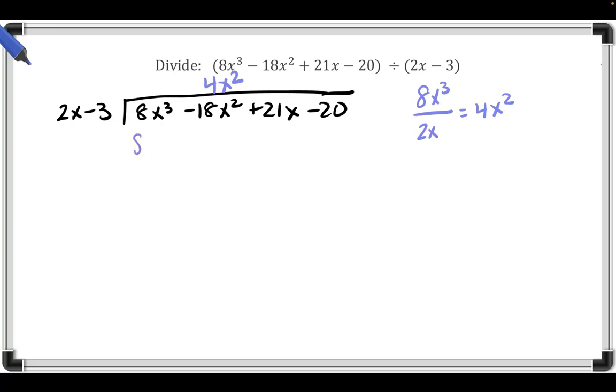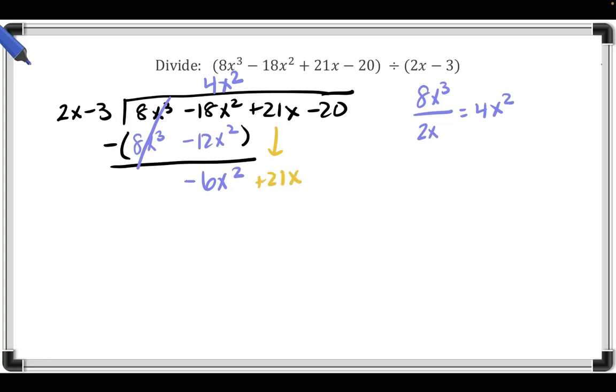So I have 8x cubed, and then I have a minus 12x squared. Remember, we are subtracting and put parentheses around there, so we know we need to distribute that negative sign or change the sign. Remember, it's adding the opposite. So my first term should cancel. I will have -18 minus -12, which is like adding. That's going to get me a -6x squared. Then I'm going to drop my next term and just repeat the same thing.